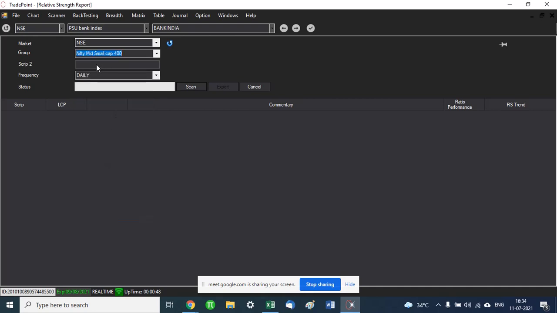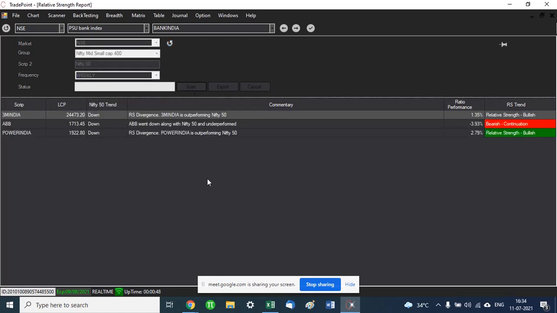And we want a relative strength report that, out of the Nifty mid and small cap 400 stocks, tells us what they are doing against Nifty 50. What is the relative strength of the stocks over here? This report we want to run not on a daily basis. On daily basis, the information becomes too skewed. We want to run it on a weekly basis. So we run scan.